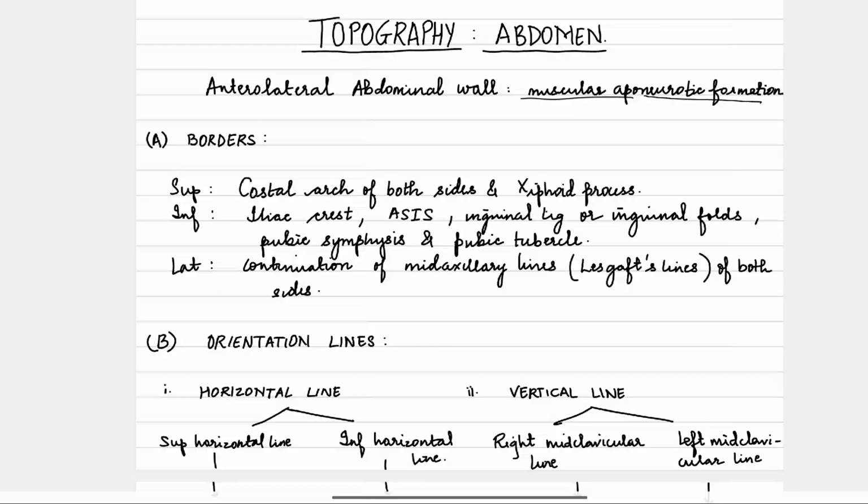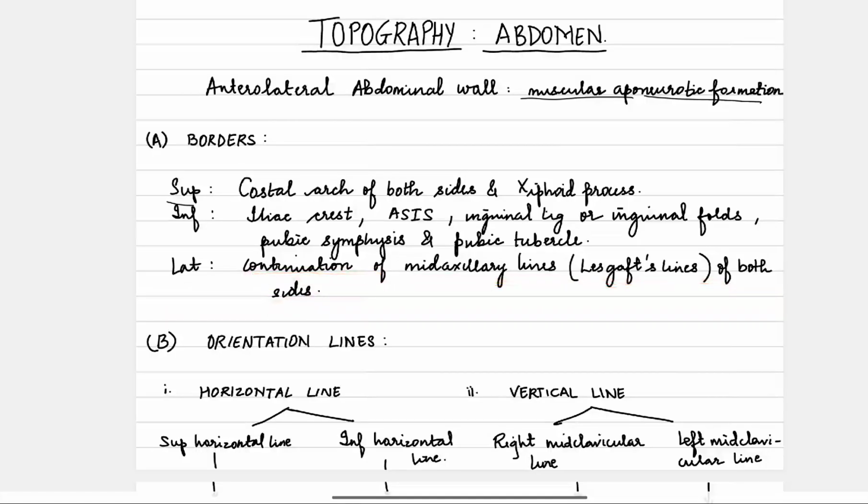What are the borders? Superiorly, there is the costal arch on both sides and the xiphoid process. Inferiorly, there is the iliac crest, anterior superior iliac spine, inguinal ligament or inguinal folds, pubic symphysis and pubic tubercle. Laterally, it is a continuation of the mid-axillary line, which is also called Lesgaft's line, on both sides.